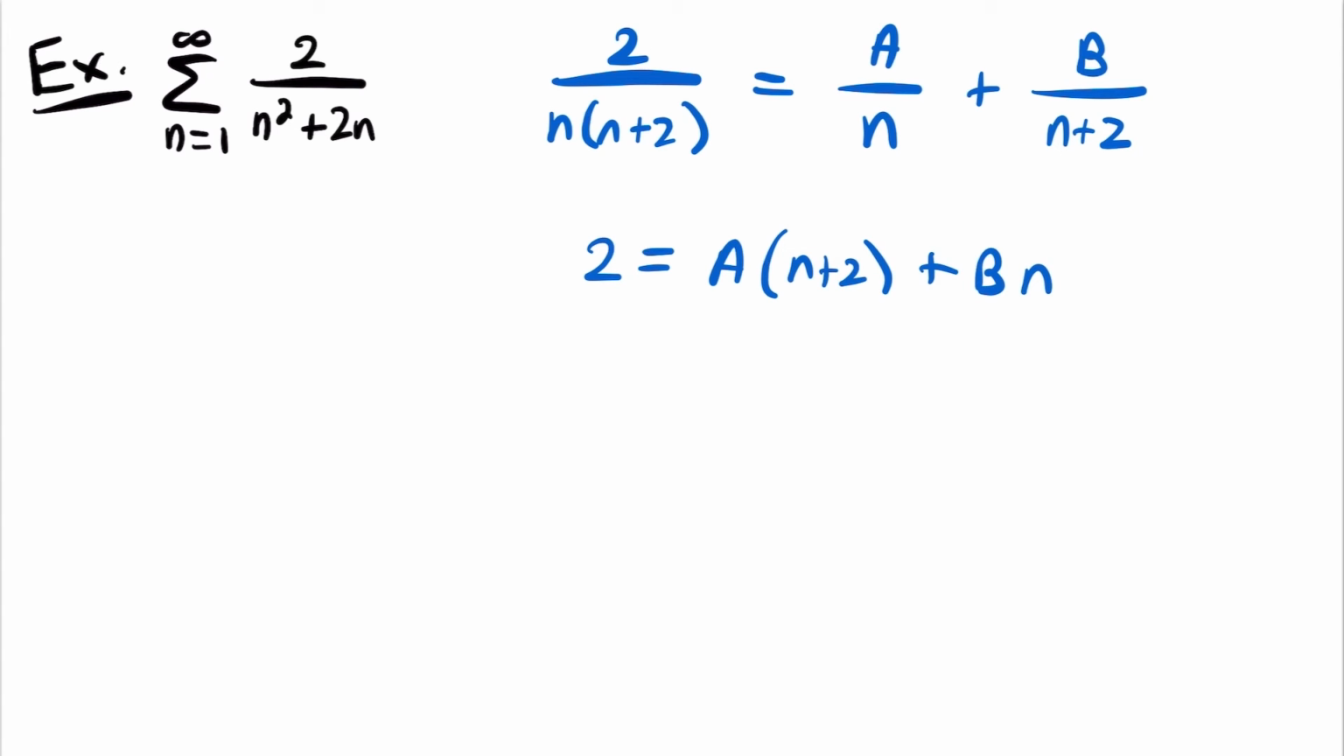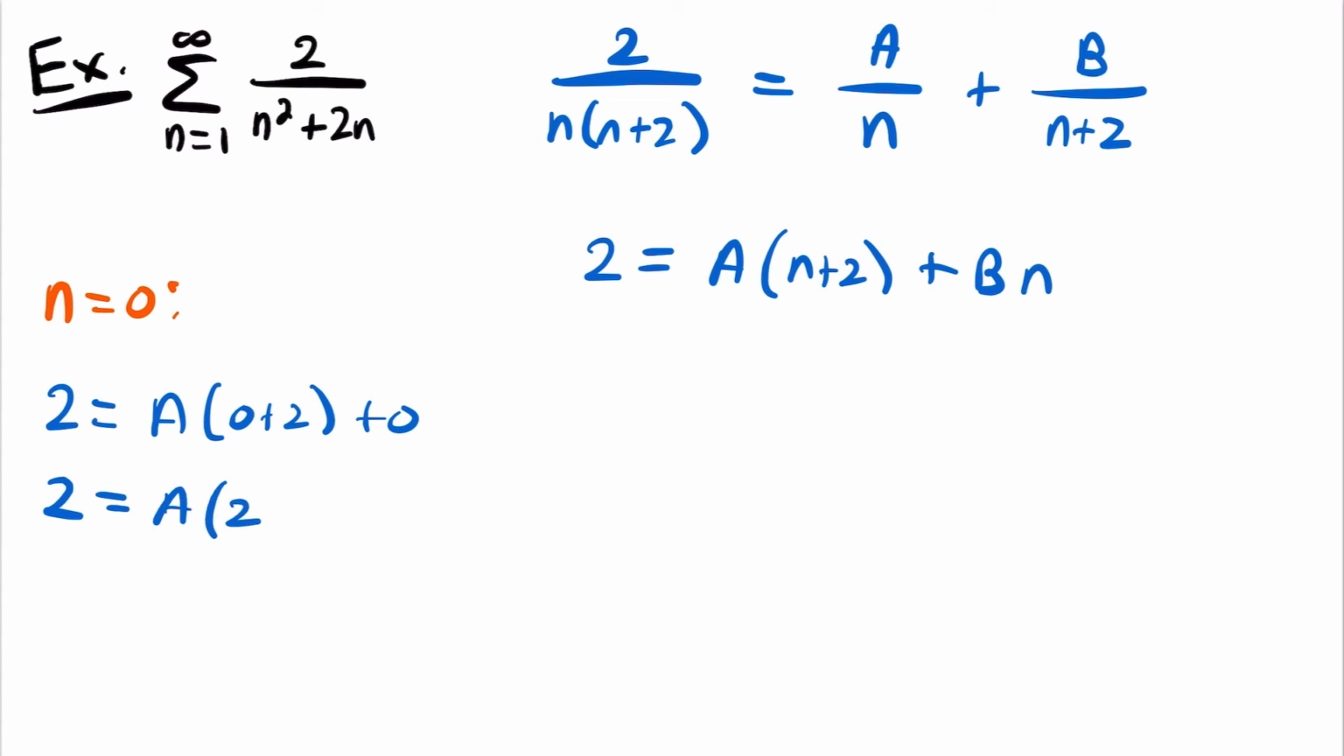All right, so let's start by solving for A. If we let n equal 0, we'll have 0 times B, and that will eliminate this term and let us solve for just A. B will no longer be in the equation. And so if we let n equal 0, we will have 2 is equal to A times (0 plus 2) plus 0. And so if we simplify, 2 will be equal to A times 2, and if we divide both sides by 2, we'll find that A is equal to 1. All right, so that's our first value.